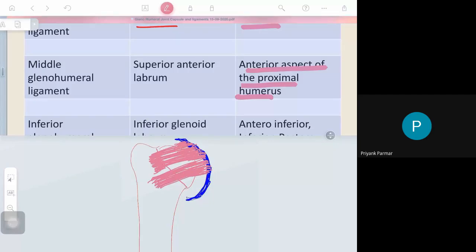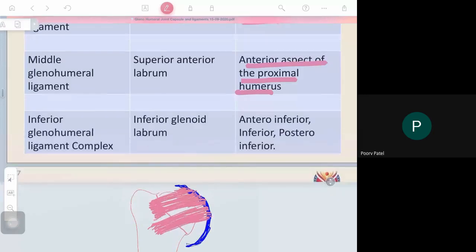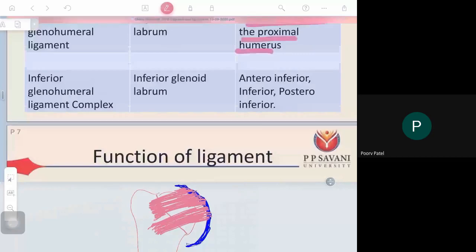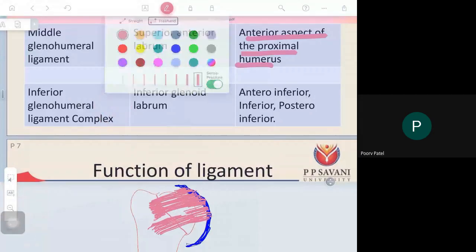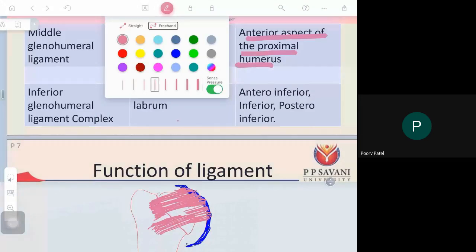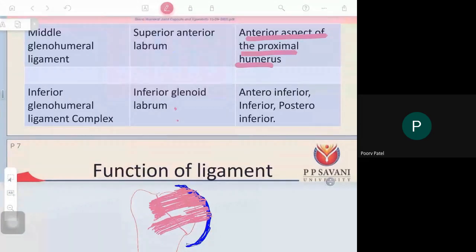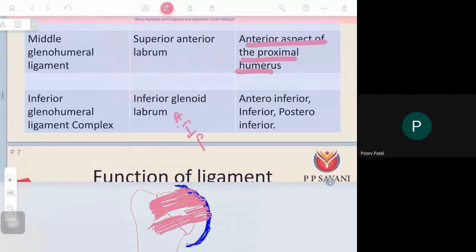Am I audible? Yes, sir. And the third one is the inferior glenohumeral ligament complex. This consists of 3 ligaments. Clear? So what are the 3 ligaments? Who can name them? Anterior, inferior, posterior. Clear? Anterior, inferior, and posterior.